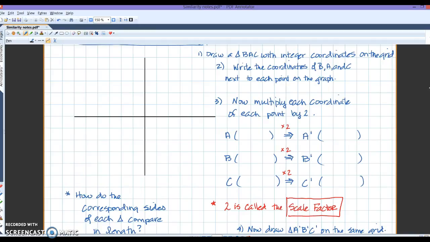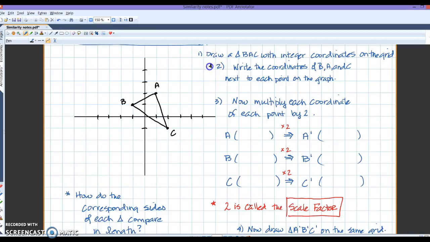Draw a triangle called BAC with integer coordinates on the grid. That means I don't want something in the middle. I want something that's on a tick mark. I want integer coordinates. So I'm going to put B right here. I'll put A right there, and I'll put C like right there. This is completely random. All right, so there's my triangle BAC.